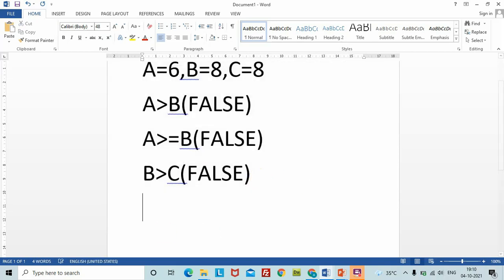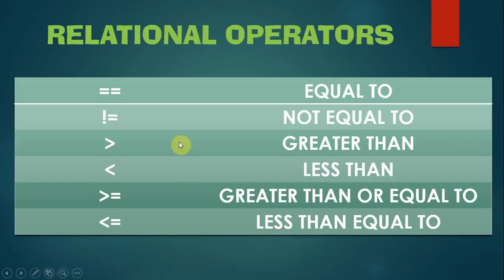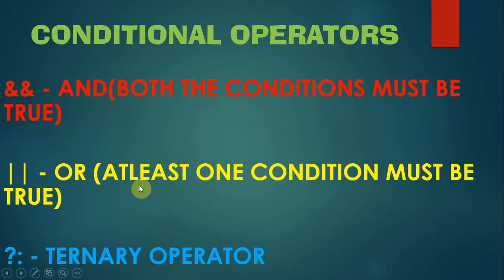Next statement. Whether B is greater than or equal to C. No, it is not greater, but yes, it is equal to C. So this statement will be true. Same is with less than equal to and less than. Next comes conditional operators. Conditional operators are very simple.